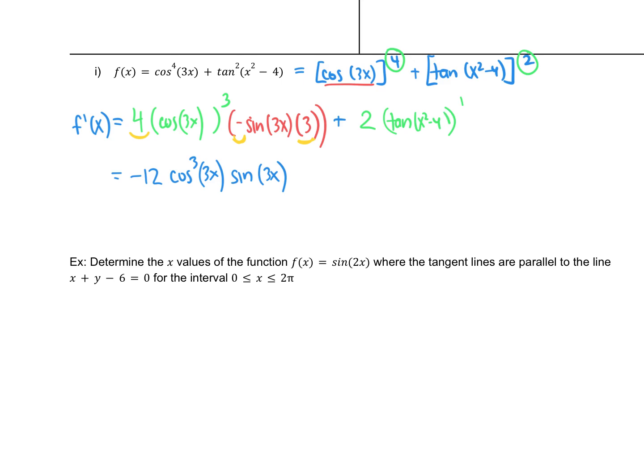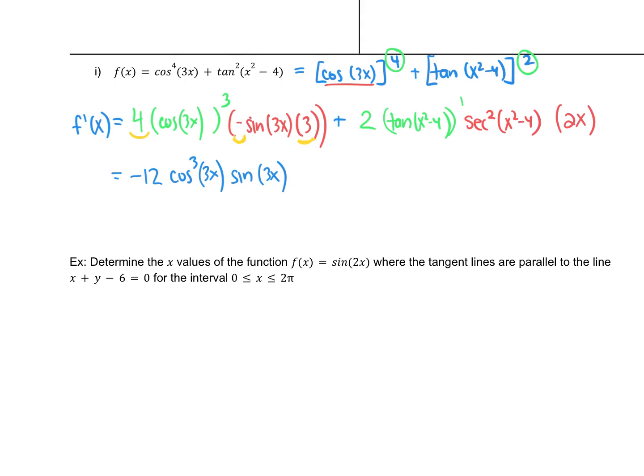Now time to take the derivative of the inside function. The inside function is tan of x squared minus 4. The derivative of tan is secant squared. Copy paste the angle part. Now let's multiply by the inside derivative, which is just the 2x.